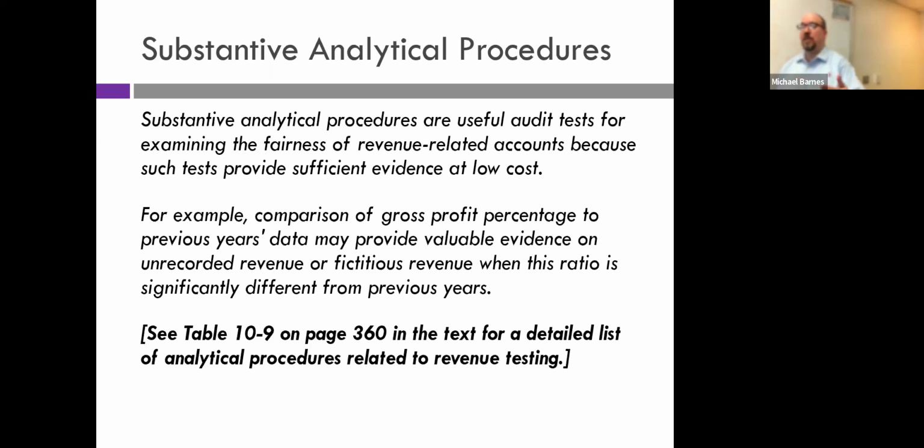We found that out back in chapter 5. We tried to do that and it didn't work out real well. Most of the time, auditors are going to be limited to very basic analytical procedures, like looking at trends over time or basic ratio analysis. However, if you're curious about this, you can look at table 10-9 on page 360 in the textbook.